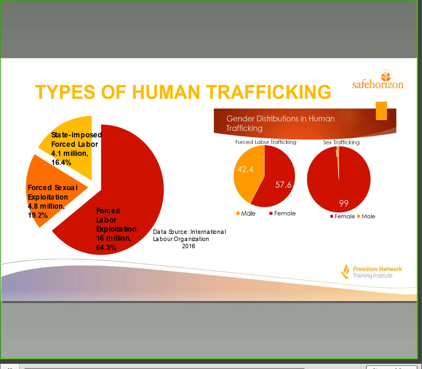So, the different types of human trafficking. We received this data from the International Labor Organization in 2016, and I want to bring your attention to the left side of the slide, where we are looking at the three different sections of a pie chart, where it says state-imposed forced labor, forced sexual exploitation, and forced labor exploitation. We are several years ahead, but I think that these numbers are still fairly accurate. And also keep in mind that these are global numbers. These are not numbers within the United States, but the United States is certainly included in this data set.